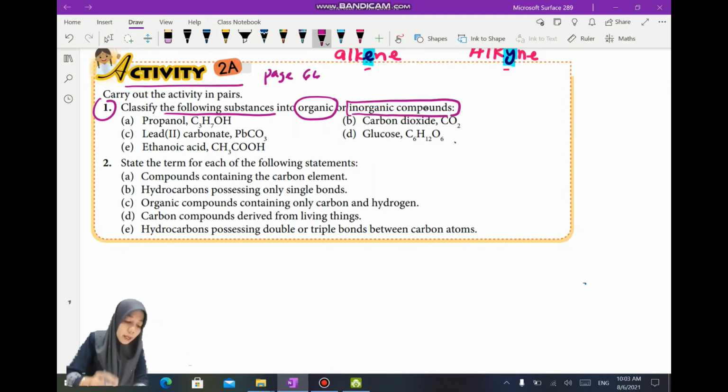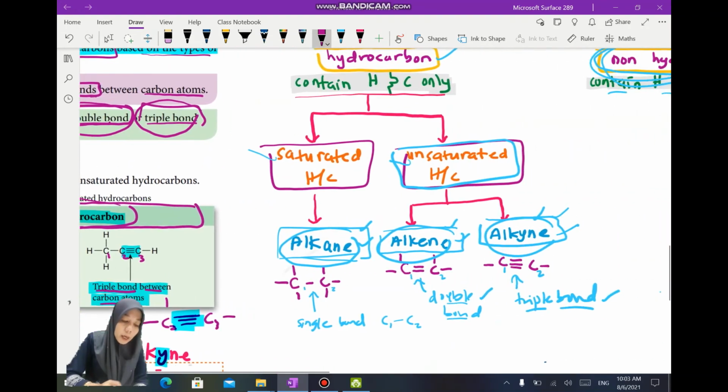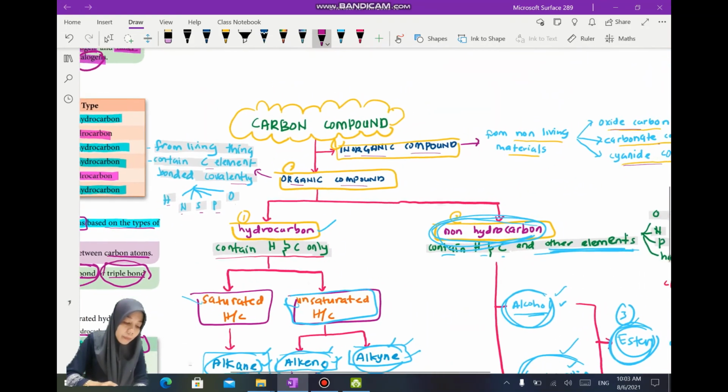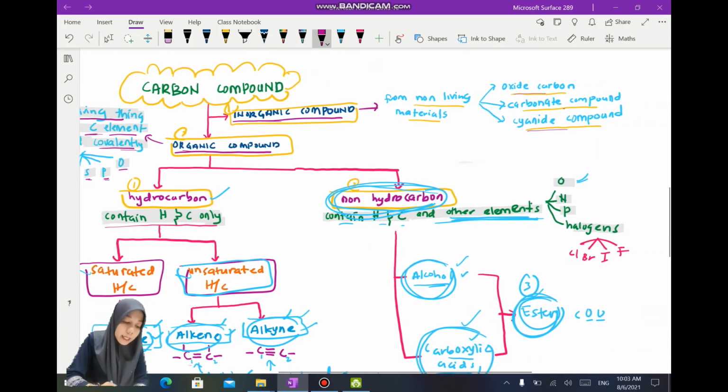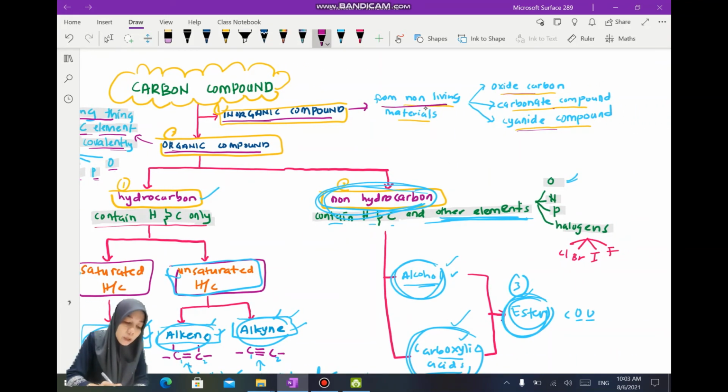Okay, so before that, kita tengok balik apakah organic and inorganic compound. Okay, carbon compound are divided by 2, inorganic compound and organic compound. Jika organic compound, that means it's from living things and then contains C elements bonded covalently with H, C, S, P or O. And then for the inorganic compound, it's from non-living materials, such as oxide carbon, carbonate compound or cyanide compound.